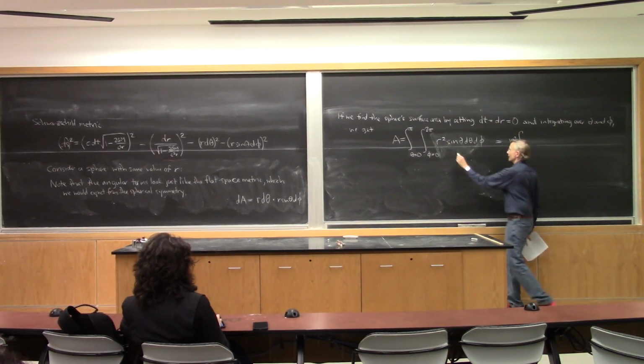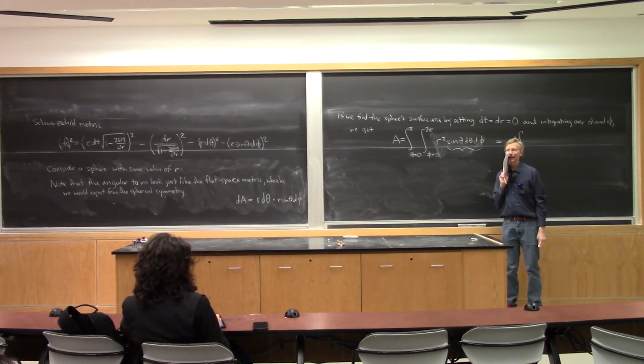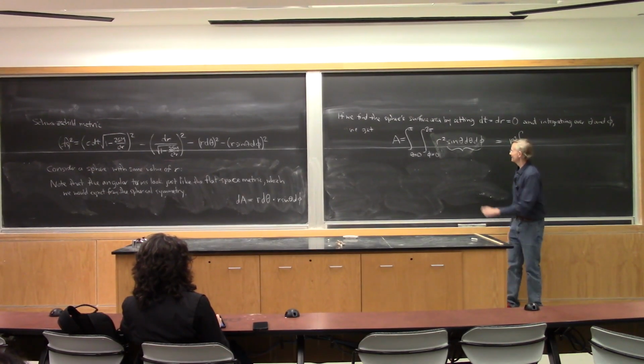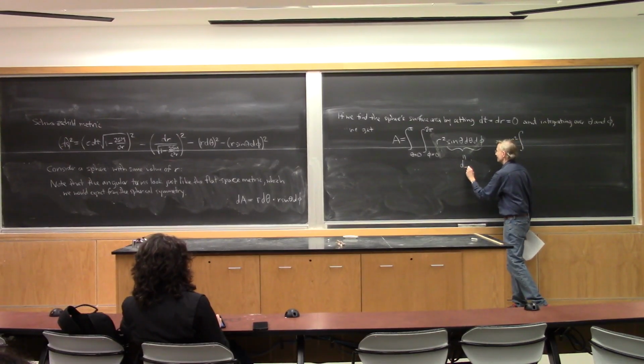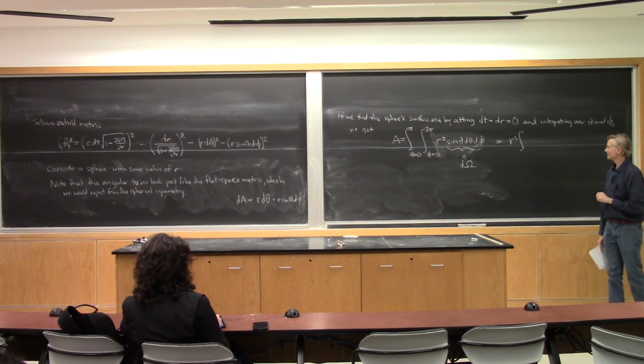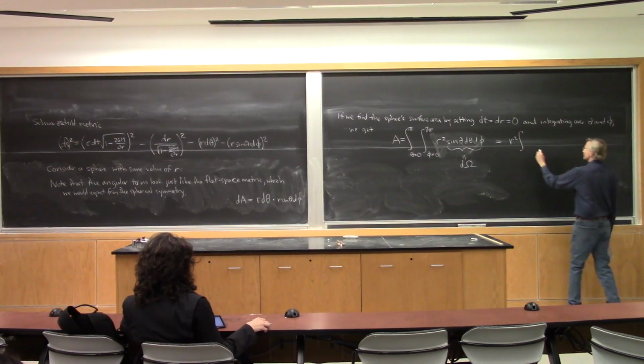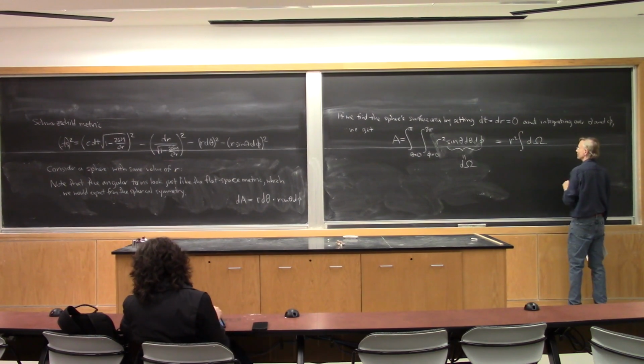And what is sine theta d phi also called? Think of when we did solid angle. You may recall that that is the element of solid angle in spherical coordinates. d omega is sine theta d theta d phi. Please review if you've forgotten. So this is the integral of r squared d omega.